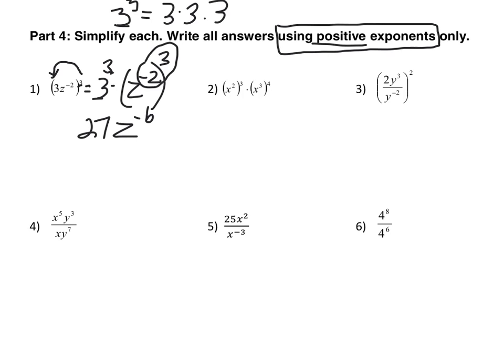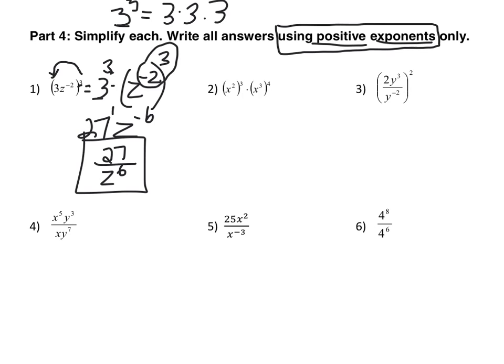But to follow this direction here, we have to rewrite it using positive exponents only. This 27 is to the 1st power. It can stay right in the top, right where it is. However, z to the negative 6, to make that a positive 6, it must come down below.